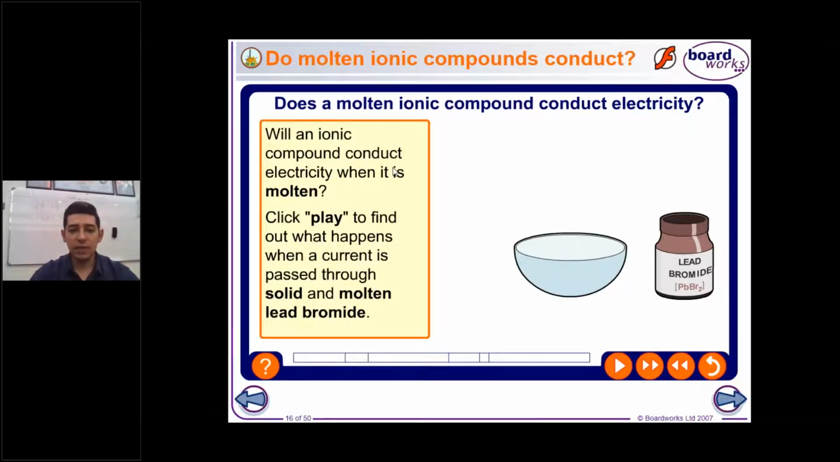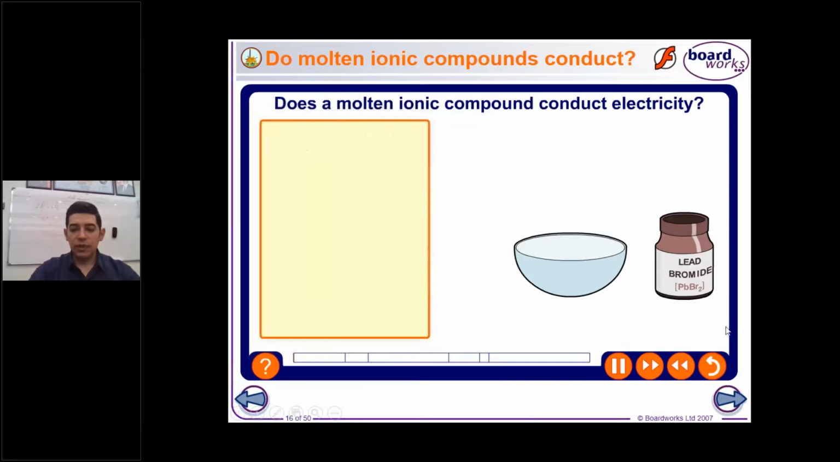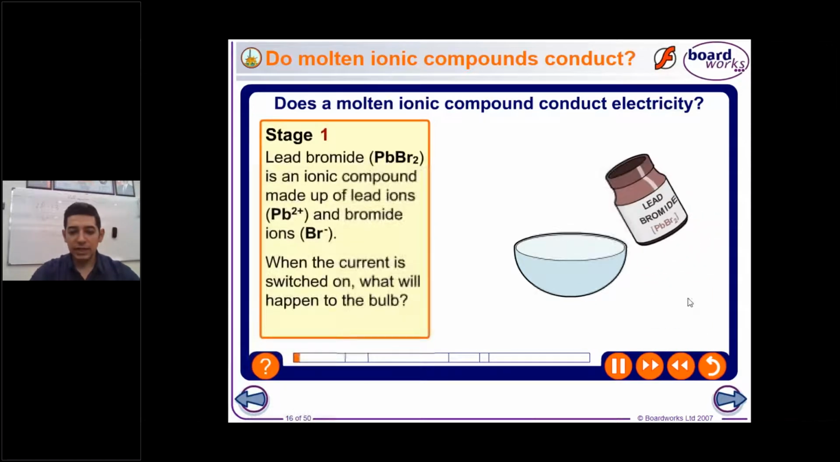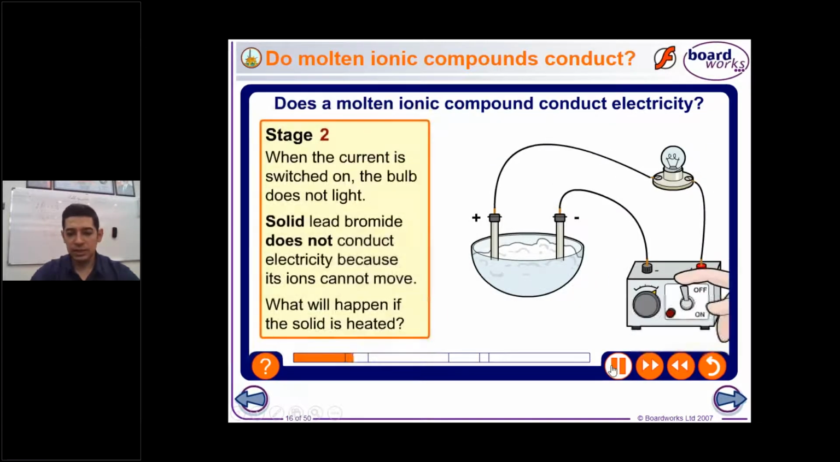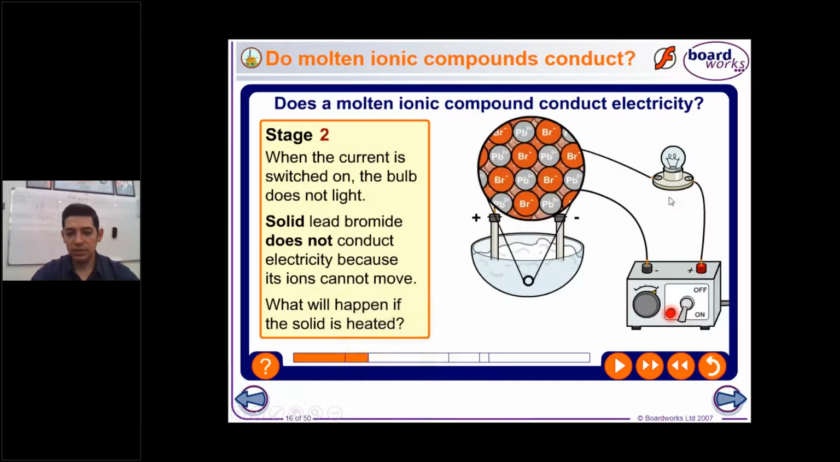Do molten ionic compounds conduct electricity? Let's see. So we have lead bromide here. Lead bromide is a solid ionic compound. As we said before, solid ionic compounds will not conduct electricity. So why will it not conduct electricity? As we said, the bulb didn't light up.